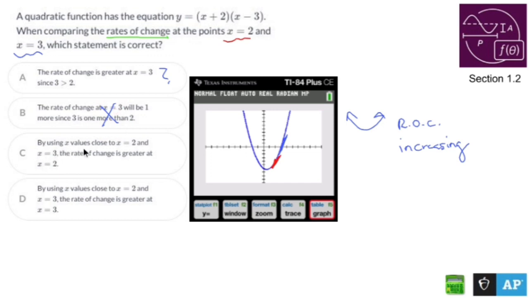By using x values close to 2 and x equals 3, the rate of change is greater at x equals 2. That's not true. By using x values close to 2 and x equals 3, the rate of change is greater than at x equals 3. I guess that would be true. Although A is technically correct in this case, A is not always true, so we can't select A. So in this case, B is true because I can use these points. But I just used a picture and I used common sense. I'm not going to go to the second table and try to get values close to 3. You could, but I'm not going to do that.